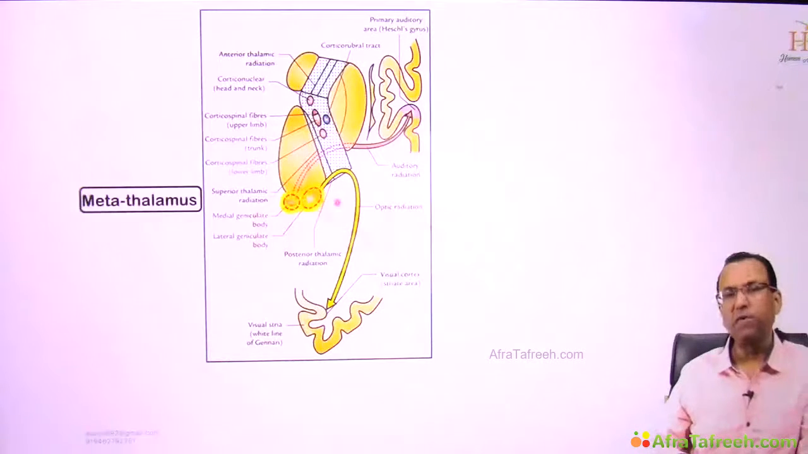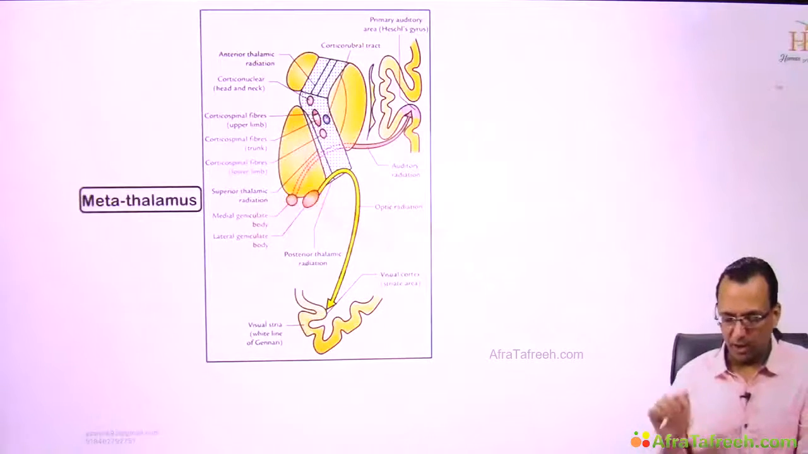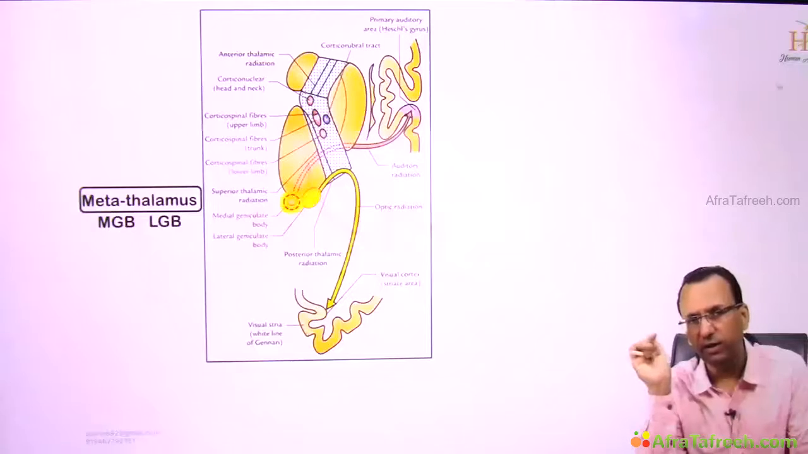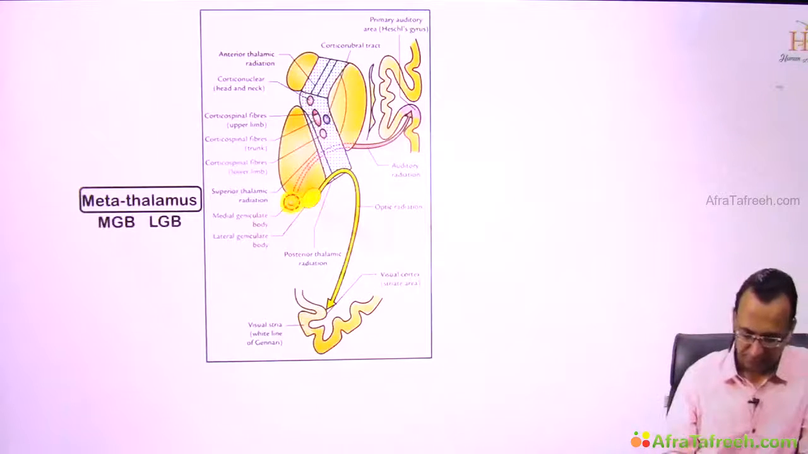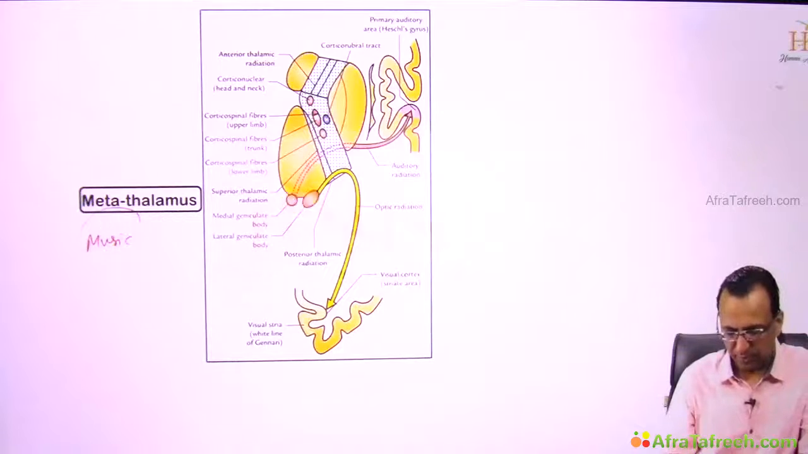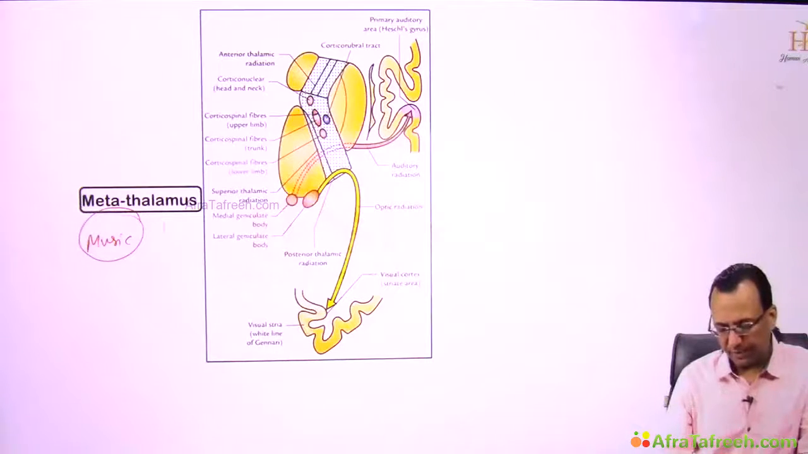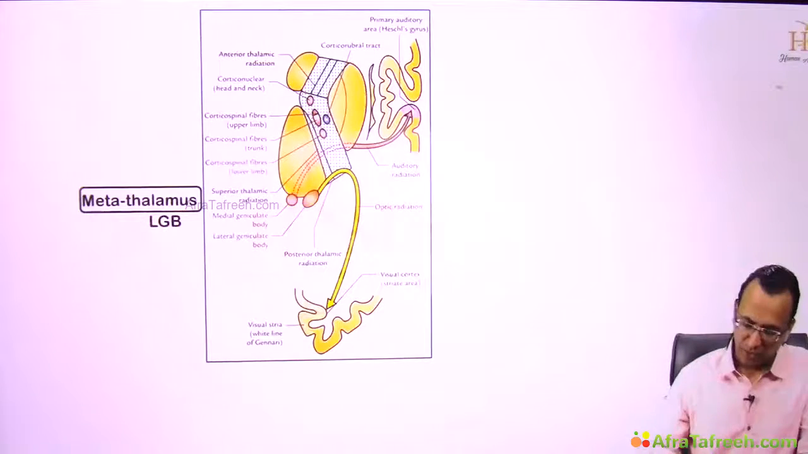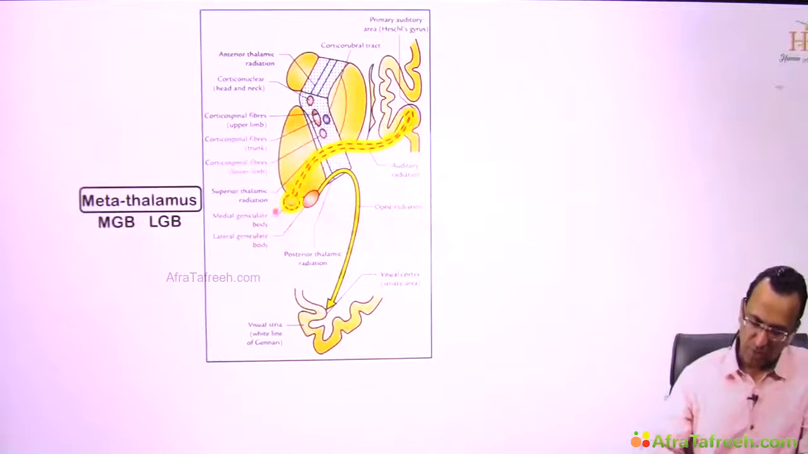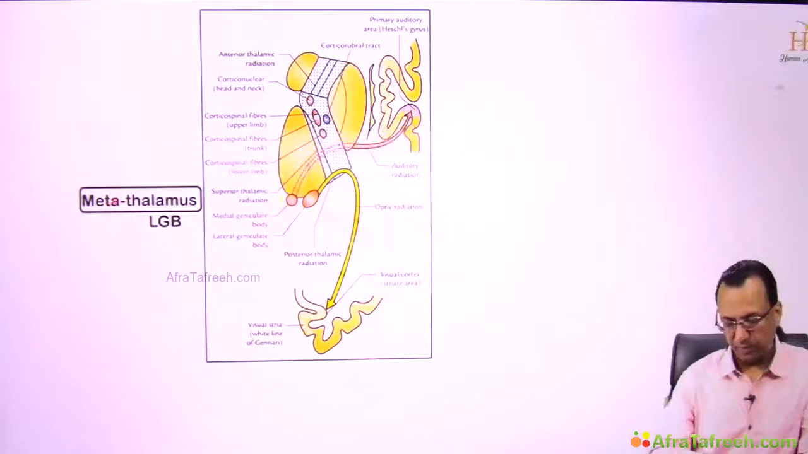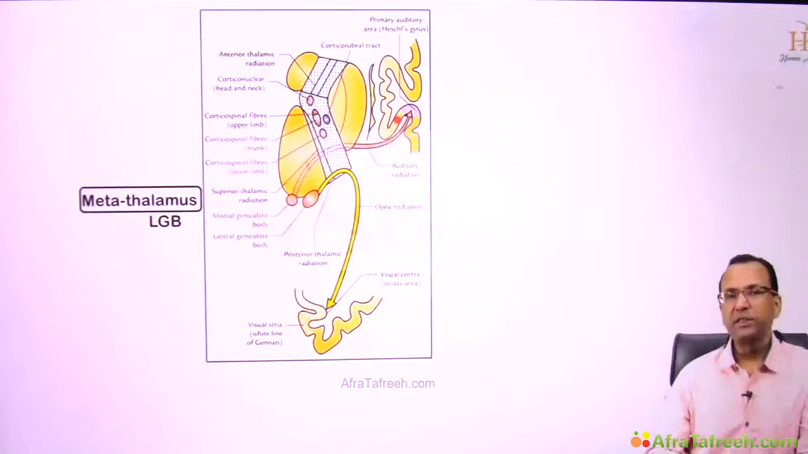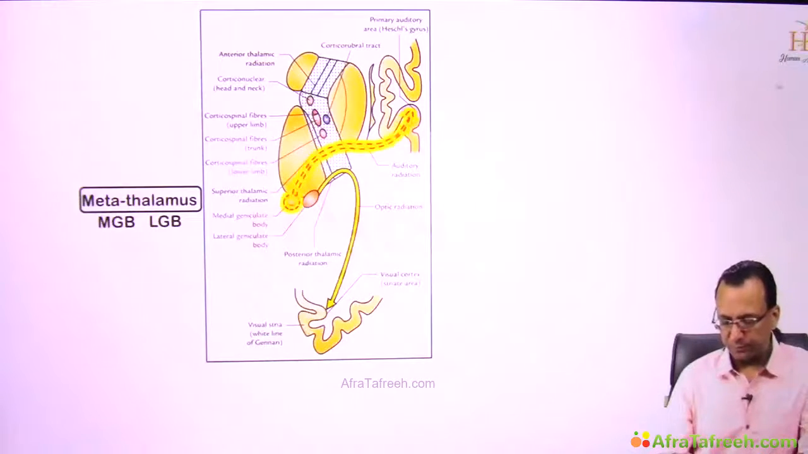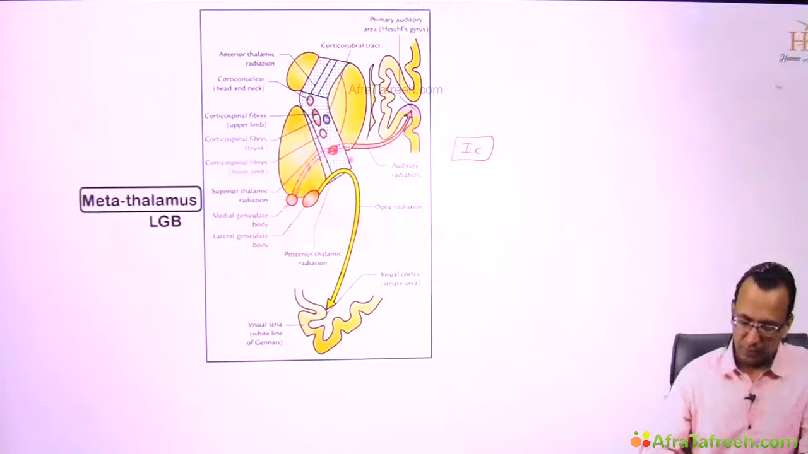The metathalamus is the two geniculate bodies: the medial geniculate body and the lateral geniculate body. The medial geniculate body is for the music pathway, that is the auditory pathway, and the lateral geniculate body is for the light pathway, which is the visual pathway. Let us look at the music pathway first. When you're talking about the music pathway, the medial geniculate body for the auditory pathway, you see some fibers passing through the internal capsule. Now, which part of the internal capsule is it passing through?